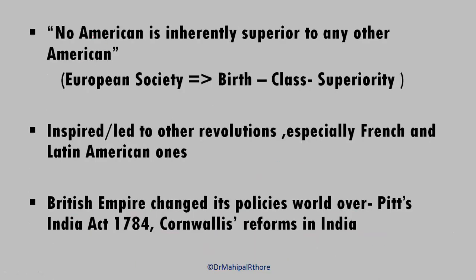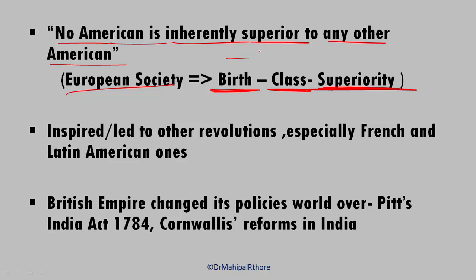A very important feature of this idealism was that no American is inherently superior to any other American. This was the ideal of this revolution. See, in European society, it depends where you are born. If you are the son or the daughter of a king, you are born in a different class. Your superiority will always be different. It does not matter that you are an idiot or you are the most intelligent person on the earth. It simply does not matter. Even if you are an idiot, you will get the same amount of respect that the most intelligent person in the world will get. But now in America, this is not the case.